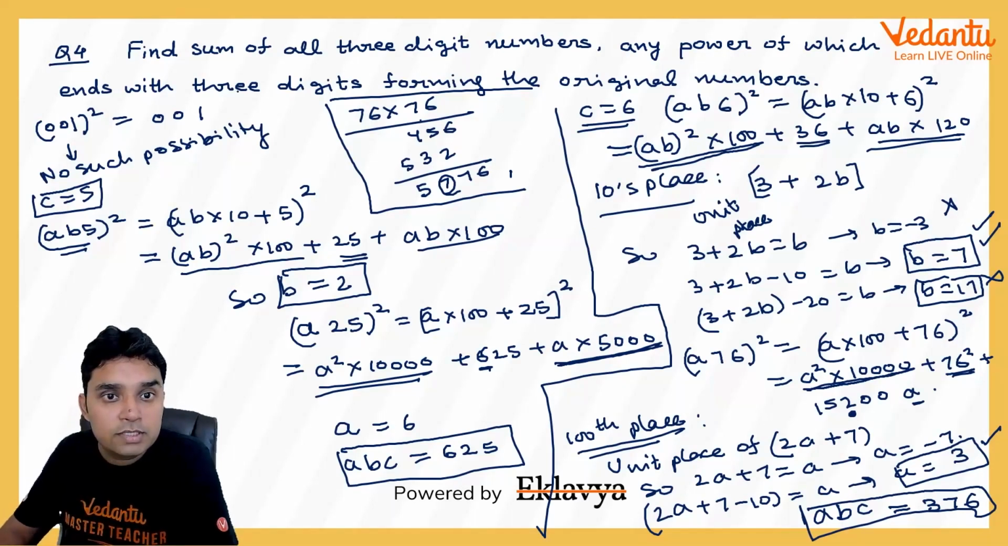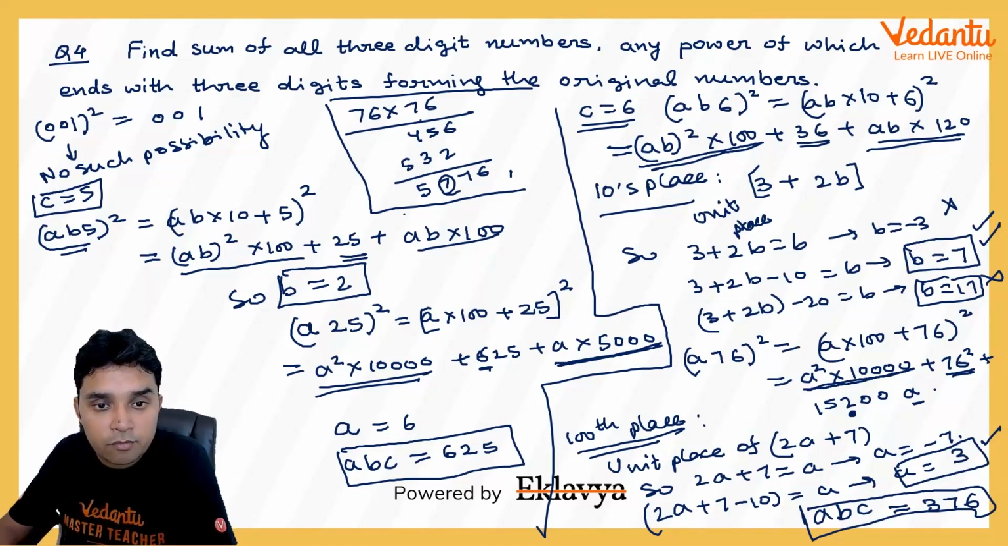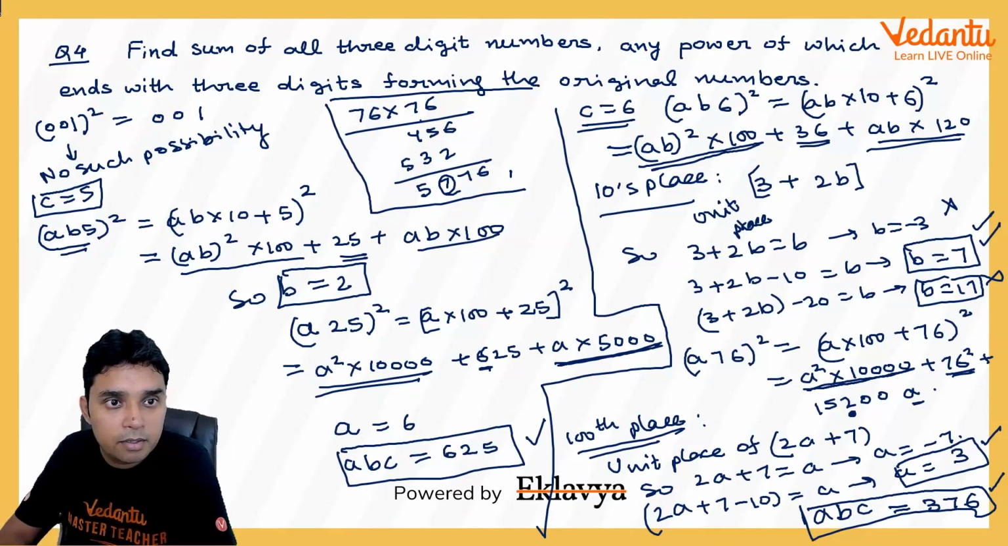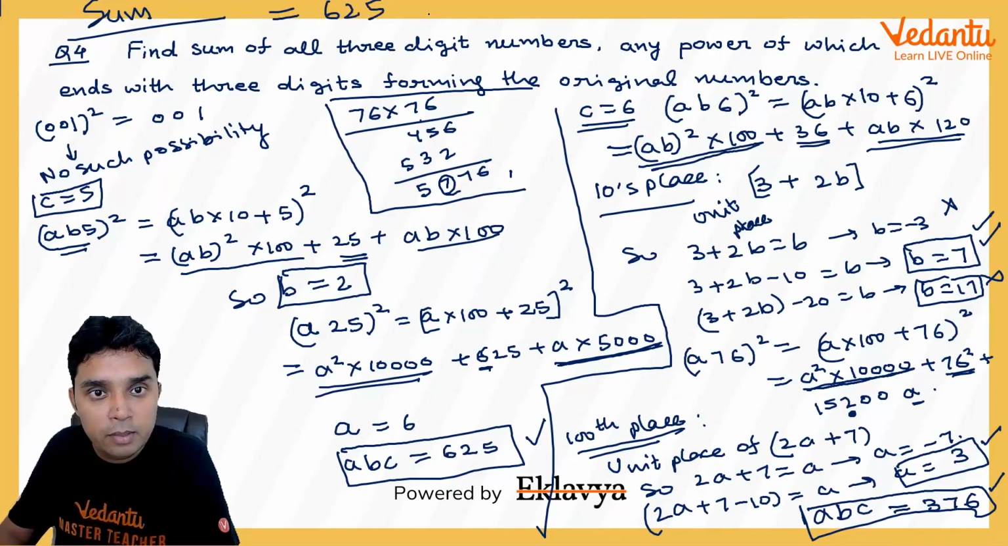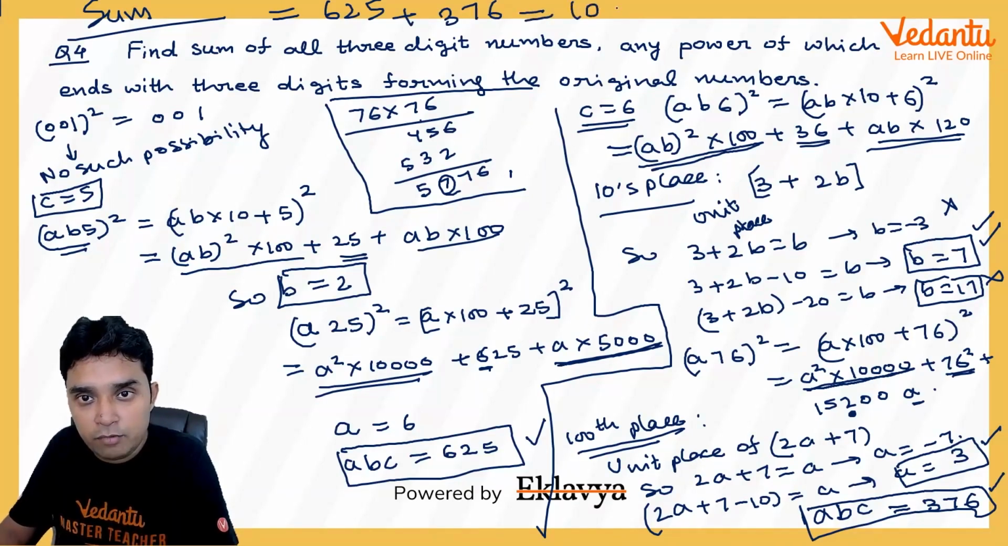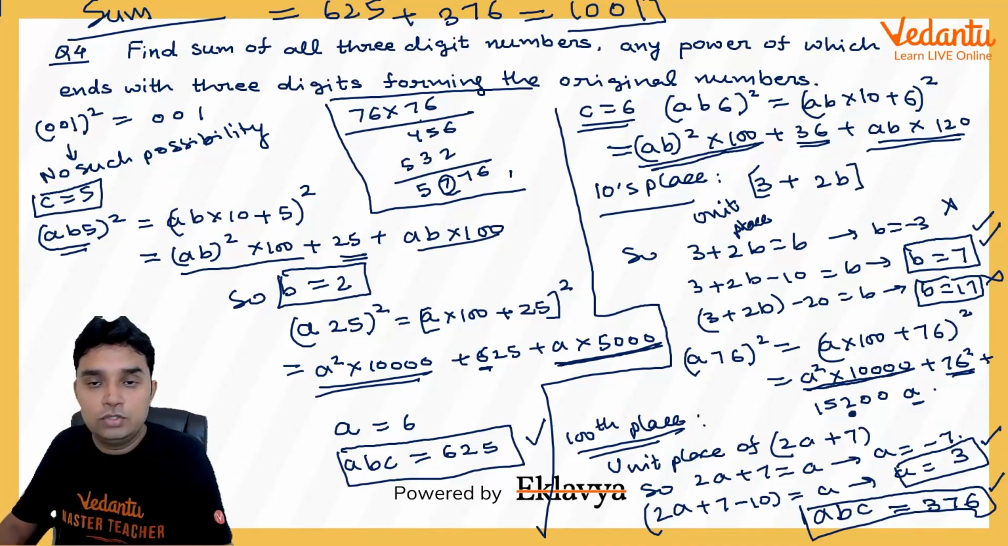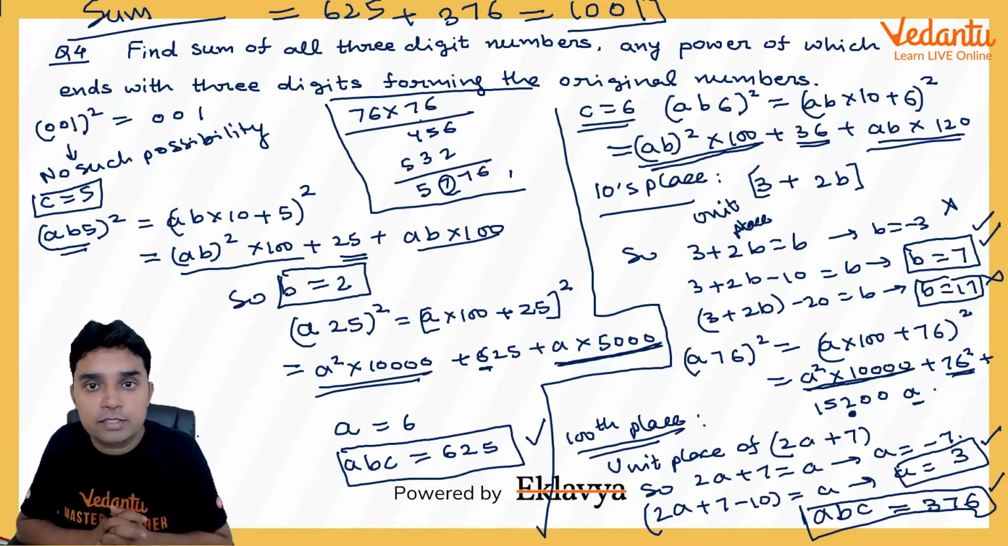Okay, so the sum of all three such digits we are looking for. So one such number was 625 and one such number was 376. If you add them, I think the answer here would be, where is the place? Let me write it here. Just 1 minute, yeah. So the required sum which we are looking for is 625 plus 376. So it will be 1001. That is the answer. So one very interesting question, and I hope you like this solution.